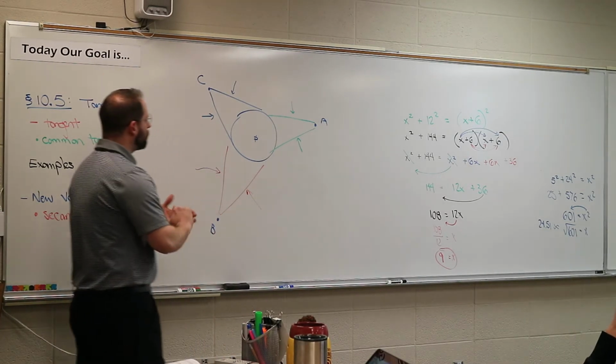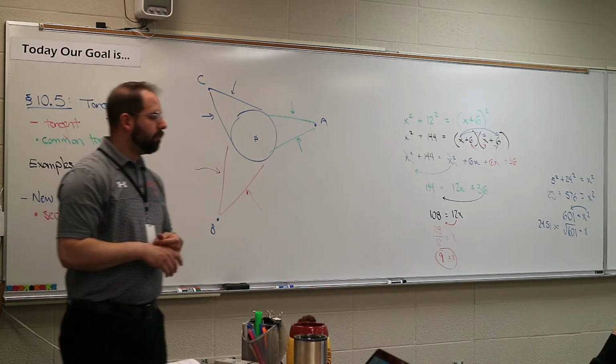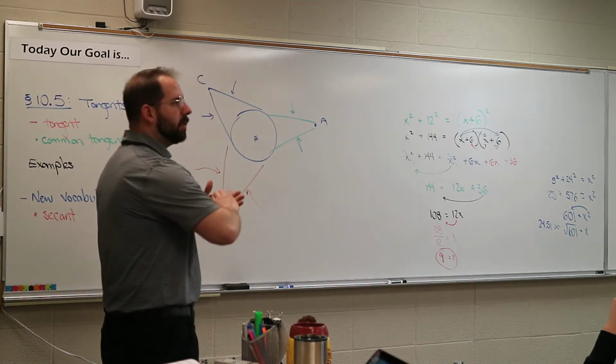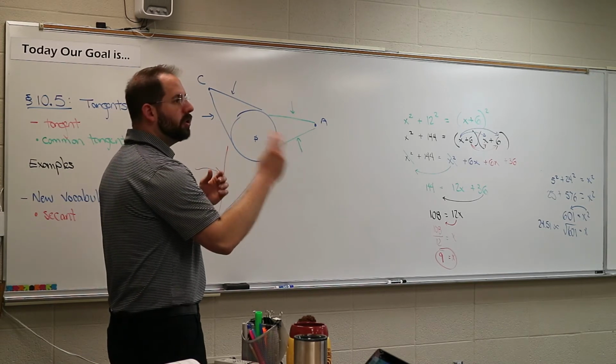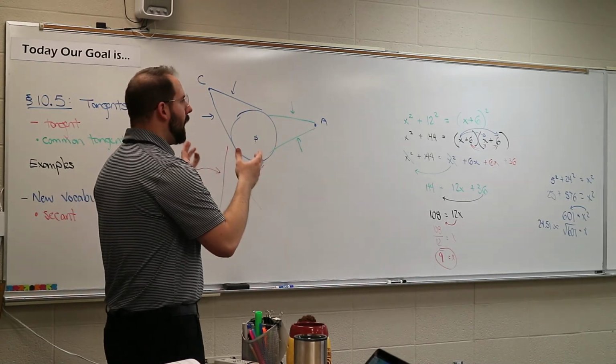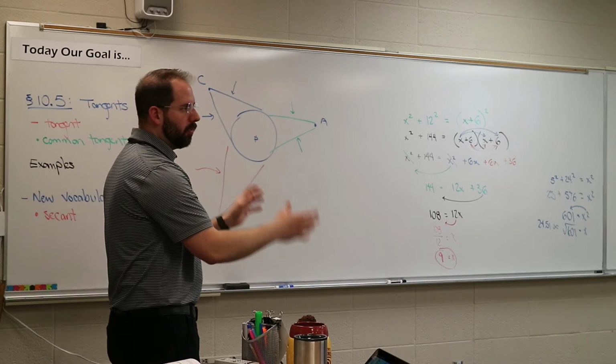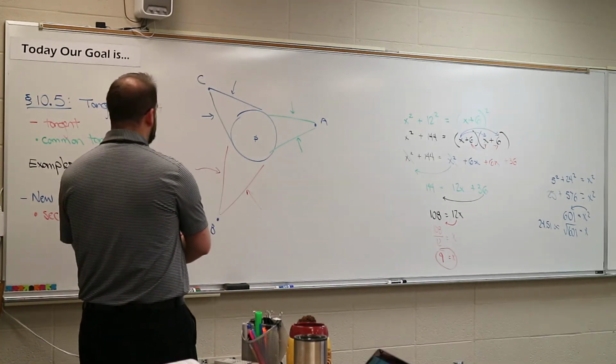It said in a plane of a circle, a point exterior to the circle contains 2 tangents to the circle, and the tangents are congruent, they're equal.